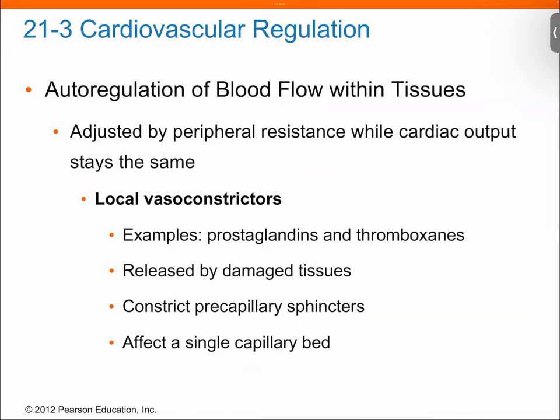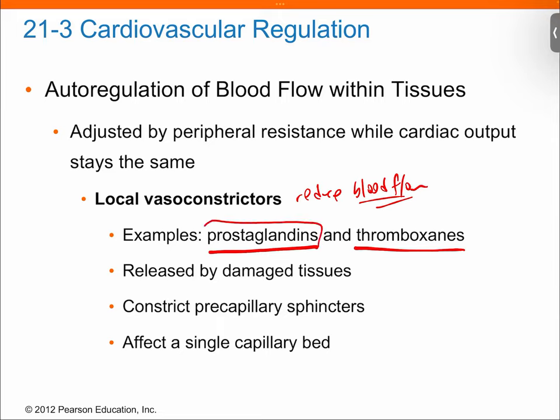Of course, everything that you do has to be undone. So where you're going to dilate and increase blood flow, you want to be able to constrict and reduce blood flow. Some examples here: some thromboxanes, we mentioned some of those, I think, in chapter 19. We talked about blood clotting. Prostaglandins are in there as well. Prostaglandins are an interesting molecule. They're kind of like a utility molecule. They do a lot of different things. One of them is to act as a vasoconstrictor.